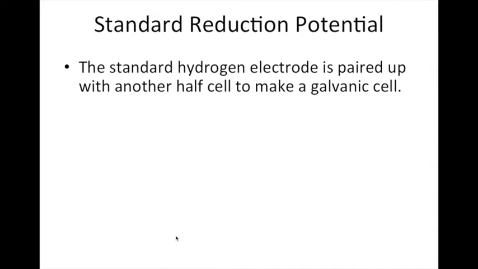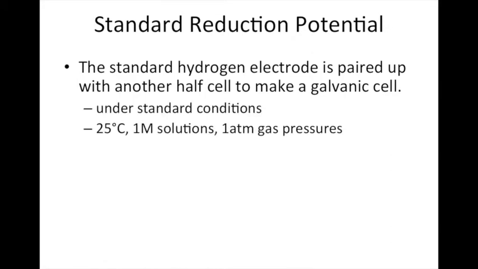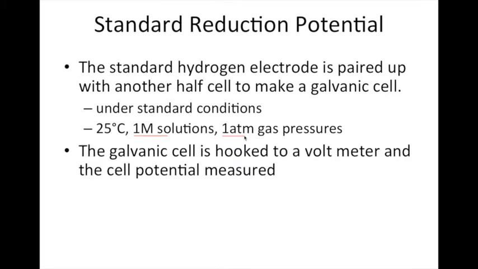So we'll talk more about that here. The standard hydrogen electrode is paired up with another half cell to make a galvanic cell. We just showed you that. Under standard conditions, which we defined as 25 Celsius, 1 molar solutions, and 1 atmosphere of our gas pressures, the galvanic cell is hooked up to the voltmeter and the cell potential is measured.